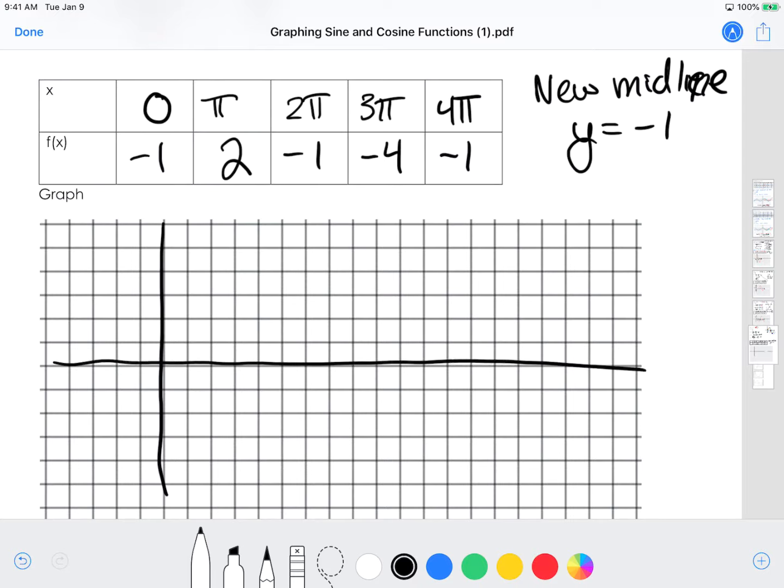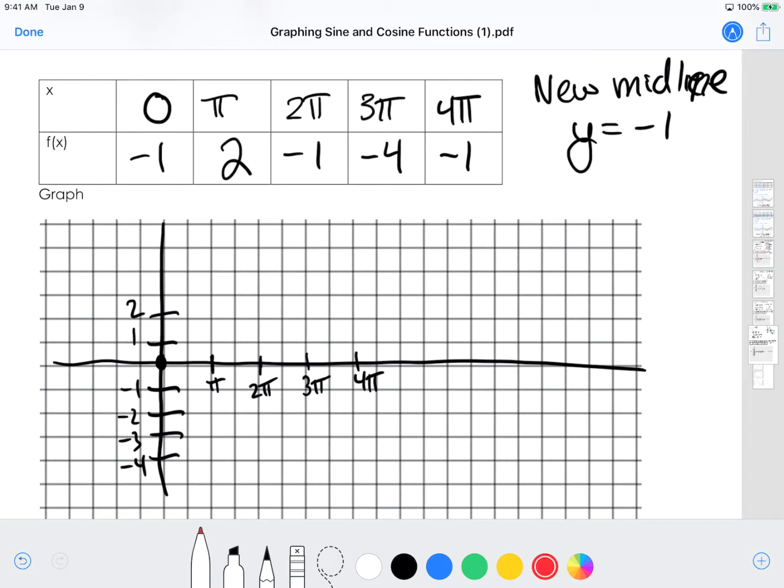The lowest I have to go is -4. And the highest I have to go is +2. And I'm doing this on a scale of pi. So every 2, I'll make it worth pi.